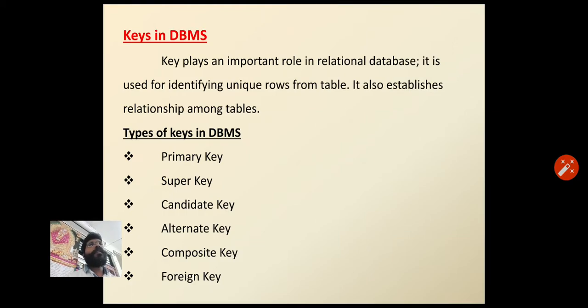A primary key is a minimal set of attributes, that is, columns, in a table that uniquely identify tuples, that is, rows in a table. That means a minimal set of attributes or columns which uniquely identify the tuple or row. This is a primary key.